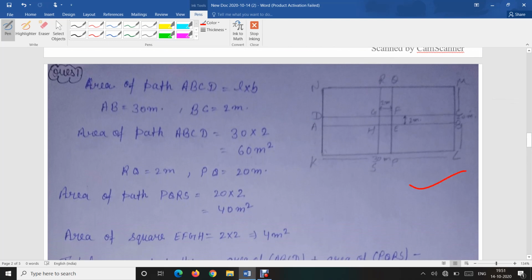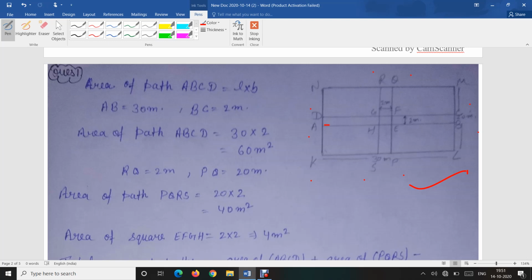I told you about the diagram, so this thing is clear. I just named it A, B, C, D this way, P, Q, R, S this road, K, L, M, and this is the rectangular lawn. So firstly we will find out the area of the rectangular lawn.